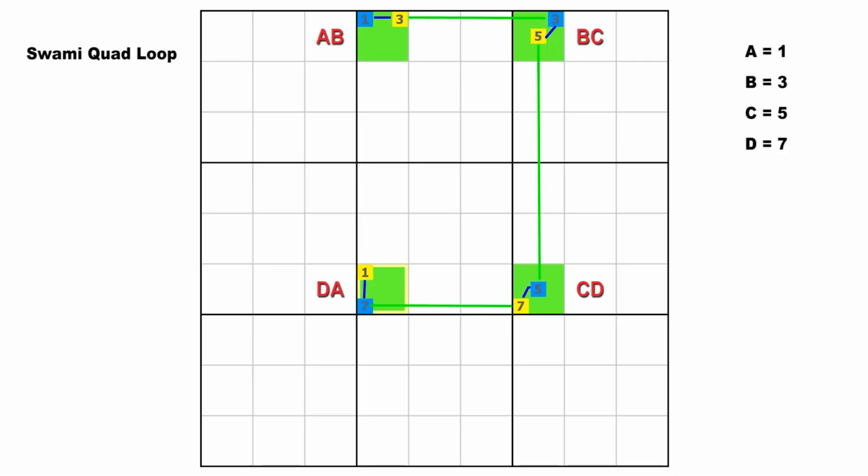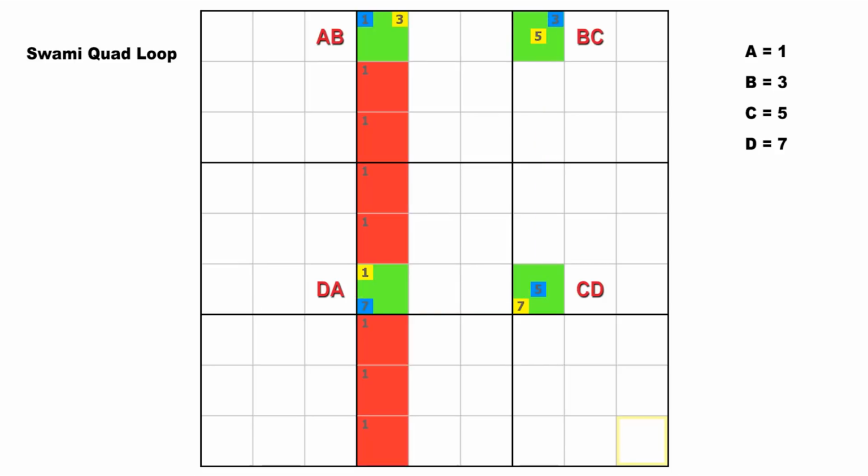And so because the 1s are the 2 endpoints of our chain, we know that one of them must be true. Therefore, any other candidate 1 that can see both of those 1s must be false. And so here in this diagram, it means there cannot be any other 1s in the rest of column 4. So a 1 in any of those red cells would have to be false, right?